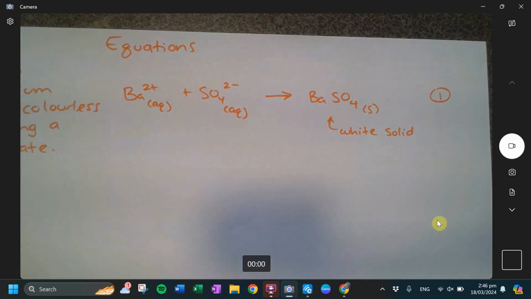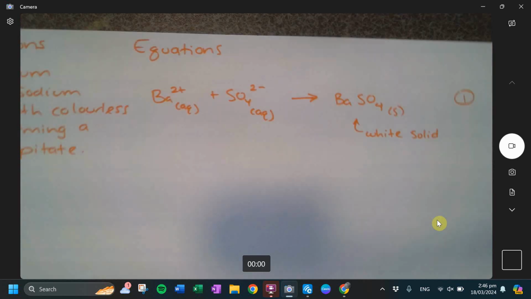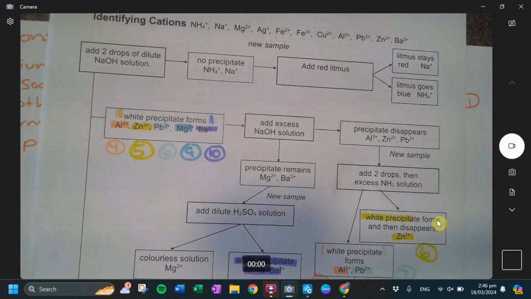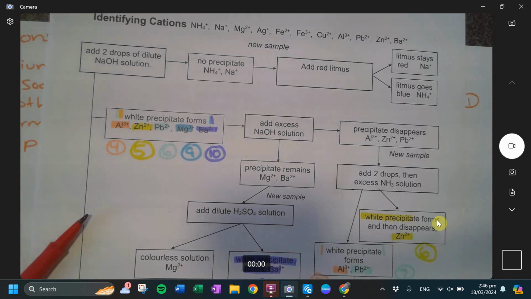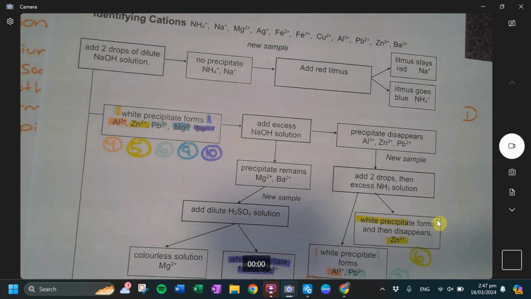All right, let me get a different color marker. All right. So, bathroom? My papers. There you go. All right.